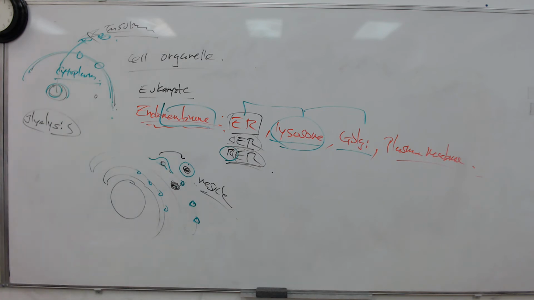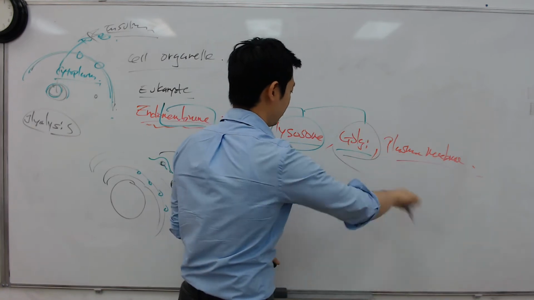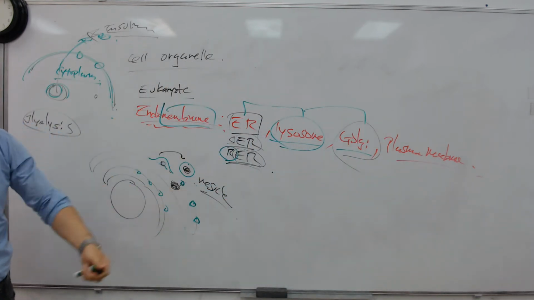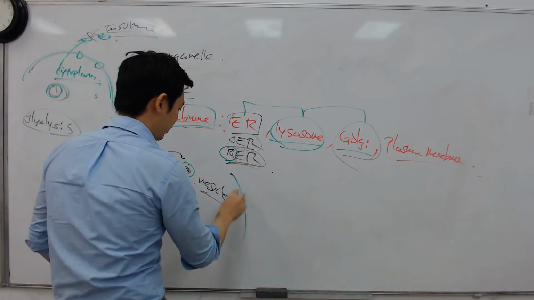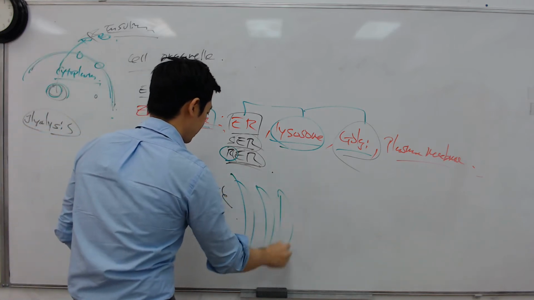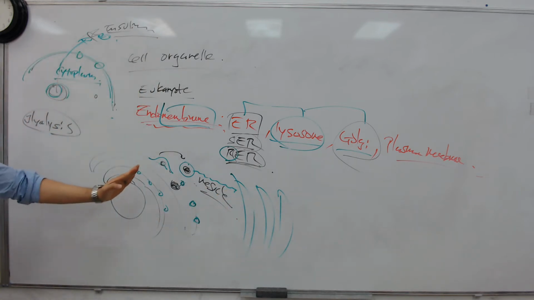And then, okay, so where's the next step, guys? Next stop is the Golgi apparatus. Okay, they have to go. That's the next stop, right? So, Golgi apparatus, guys. Okay. So then the vesicle will move to the Golgi apparatus.